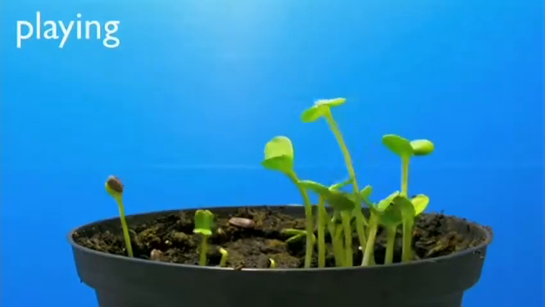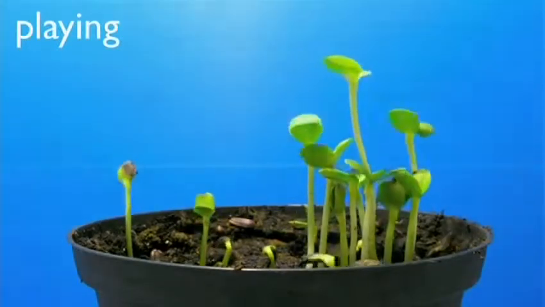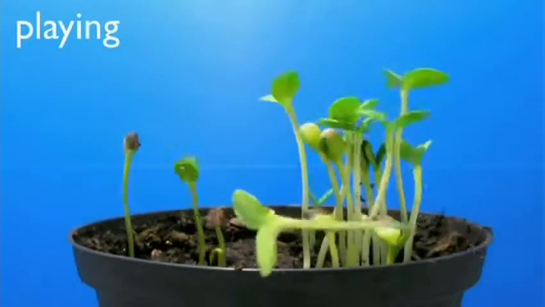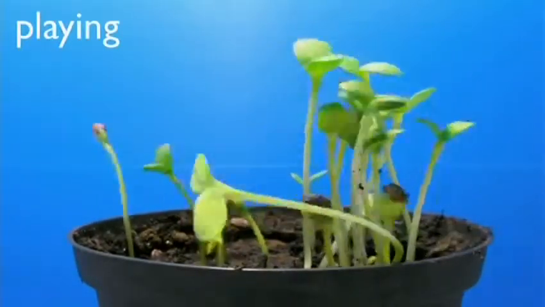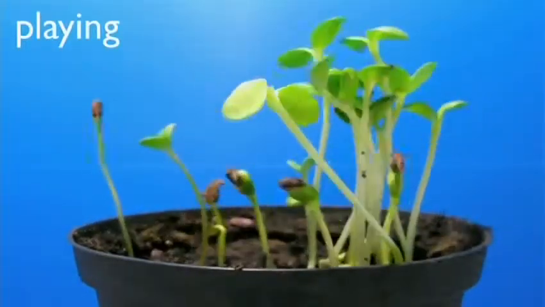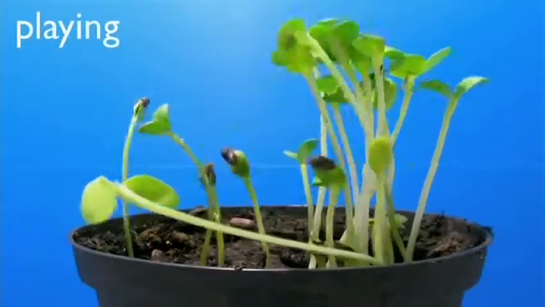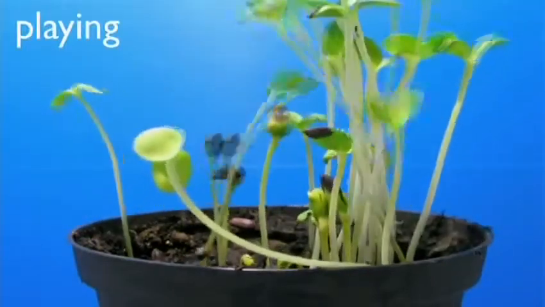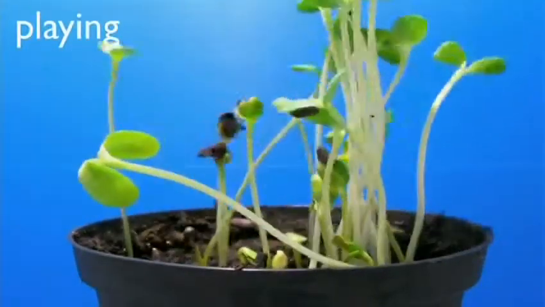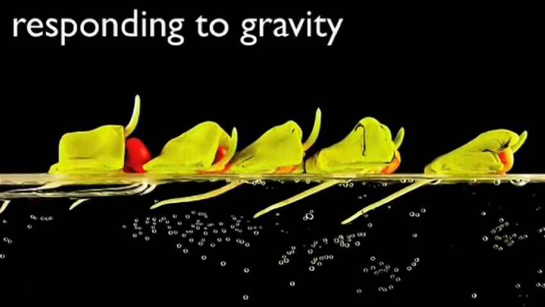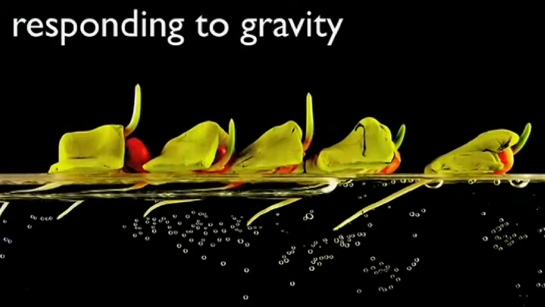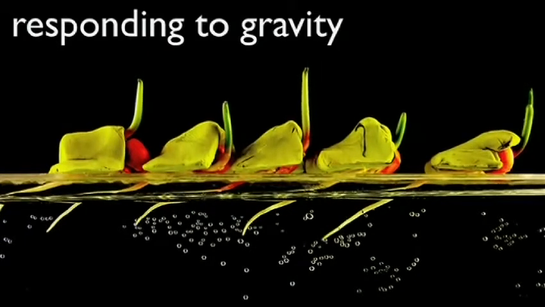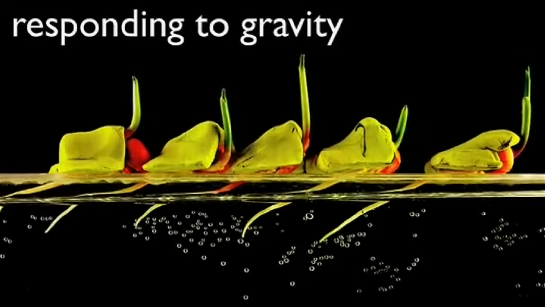They are also able to play. They are really playing. These are young sunflowers. And what they are doing cannot be described with any other term than playing. They are training themselves, as many young animals do, for adult life, where they will be called to track the sun all day. They are able to respond to gravity, of course, so the shoots are growing against the vector of gravity and the roots toward the vector of gravity.